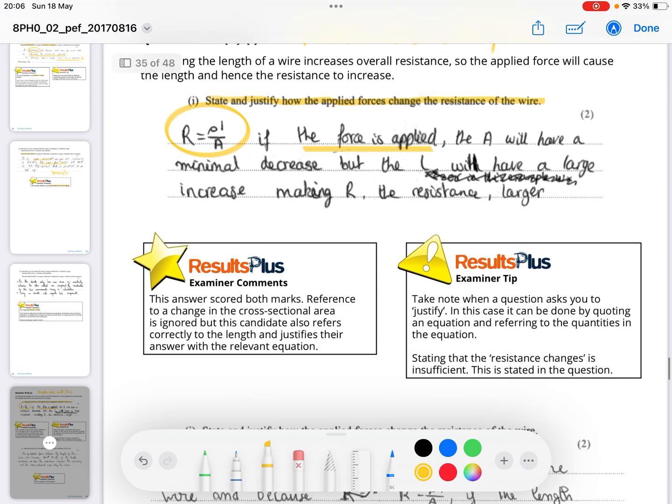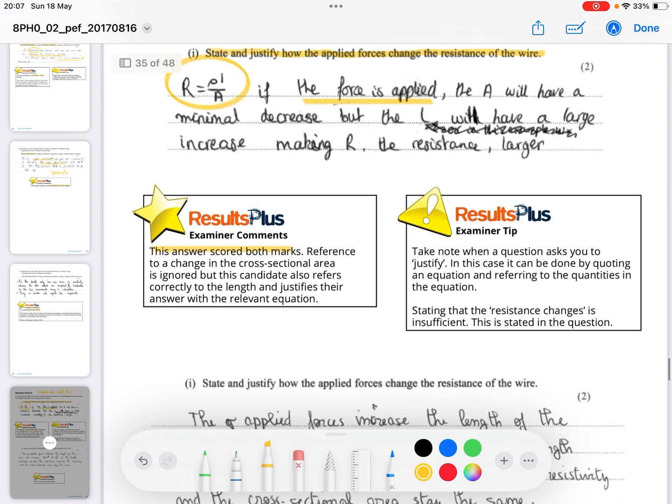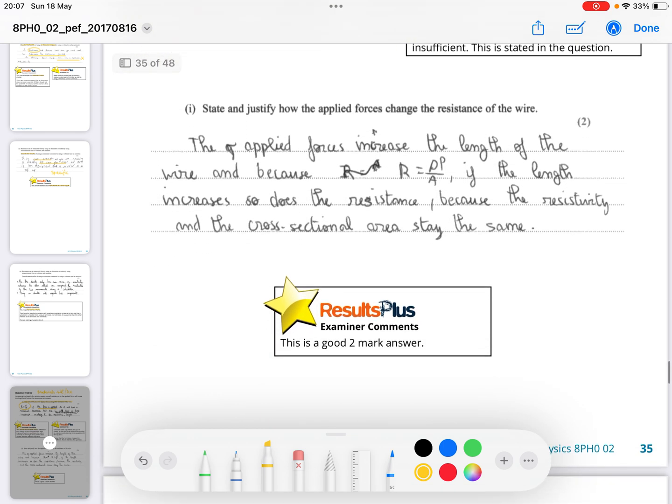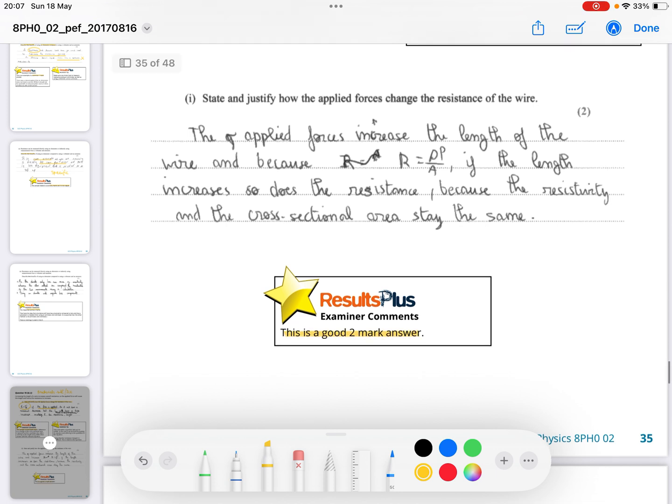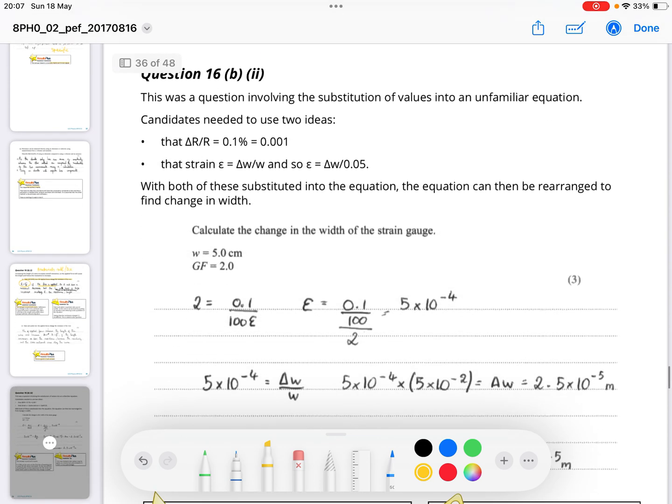Okay, so I'll let you read the question if you haven't done so already, and then look at why this answer scores both marks. Okay, I think this part of the question is reasonably straightforward, yeah? And this is a second attempt. This is a good 2-mark answer, so you can compare it to your own. Then they want you to use the formula that they've given you in the question paper, which is a little bit more confusing. They've given you a formula called GF.